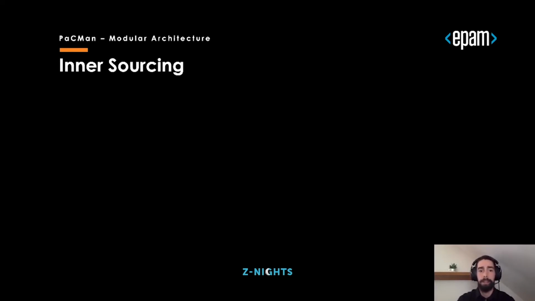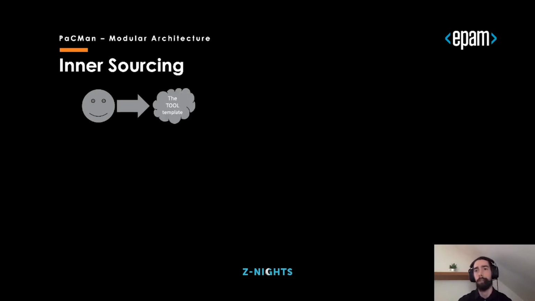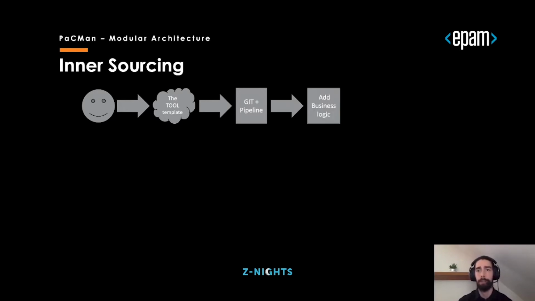So next up is the inner sourcing model, which is an approach where an internal proprietary solution is developed like an open source project inside the company. So this workflow looks like the following in our case. A new development team comes with their business requirements. They use the tool and our template to integrate with this platform. So they generate their code base, their Git repository, and their CI/CD pipeline. Then they add their business logic into the code base.